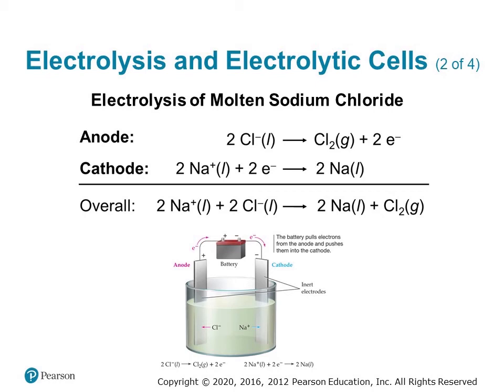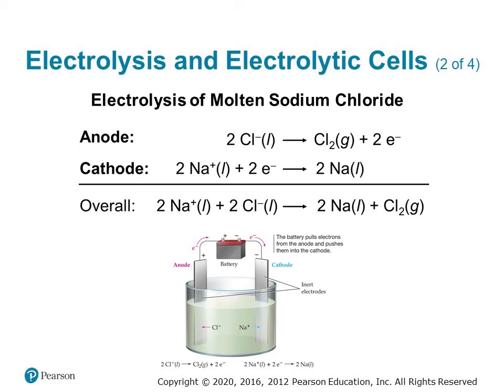An electrolysis reaction is similar to a reaction in a voltaic cell in that reduction, in this case sodium ions to sodium metal, occurs at the cathode, and oxidation, in this case chloride ions oxidized to chlorine gas, happens at the anode, and electrons flow from the anode to the cathode.